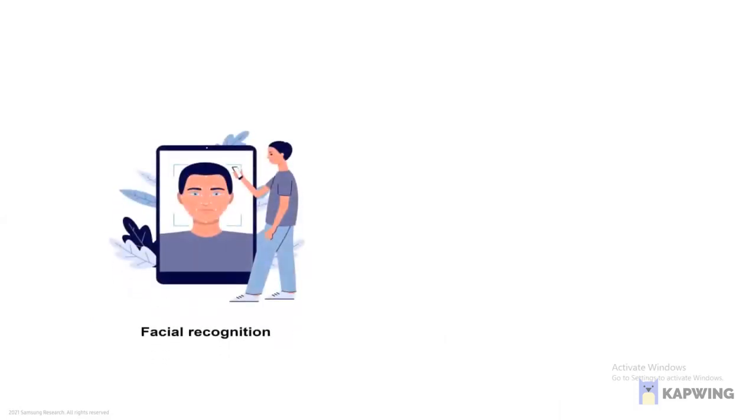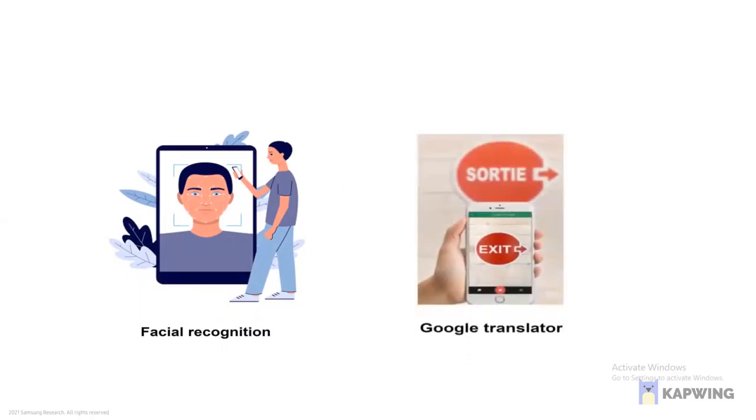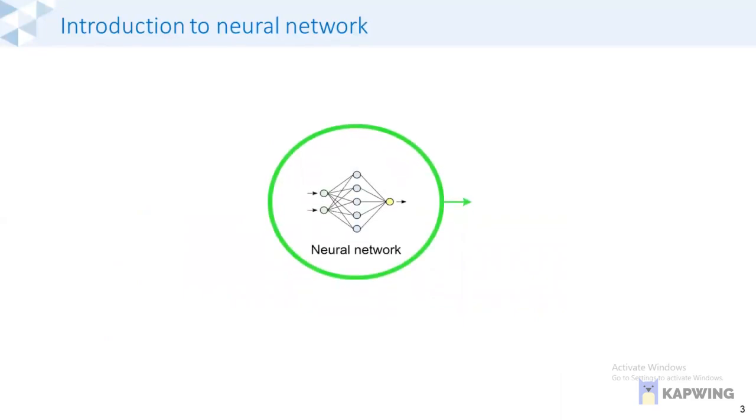Have you ever wondered how a face is recognized in a facial recognition system in such a short time? Or how Google Translate can translate one language into another in such a short time? It's due to neural networks. So what are neural networks?